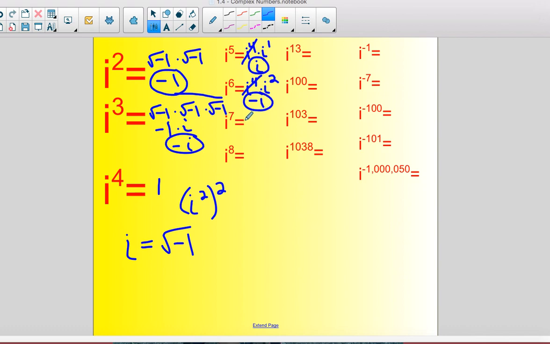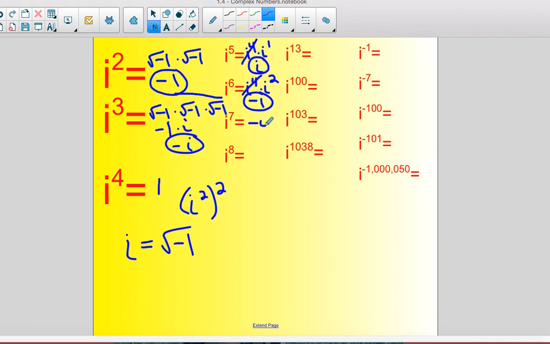i to the seventh, i to the eighth, you guys can do those two on your own. Pause the video and then restart it once you're good. But you kind of get the hint. All right, so i to the seventh, the same thing as i to the fourth times i to the third. So the final answer is just going to be whatever i to the third equals.